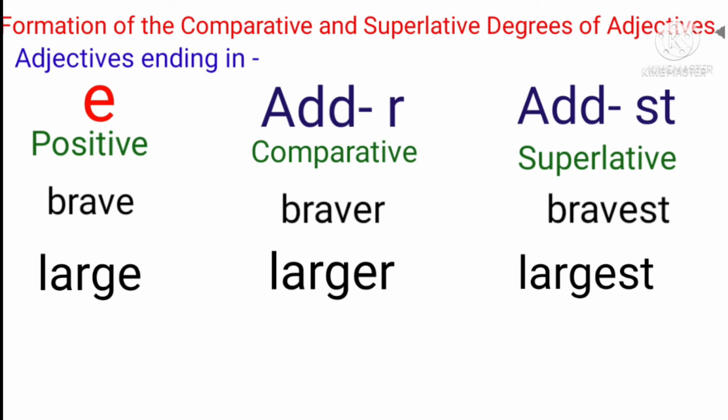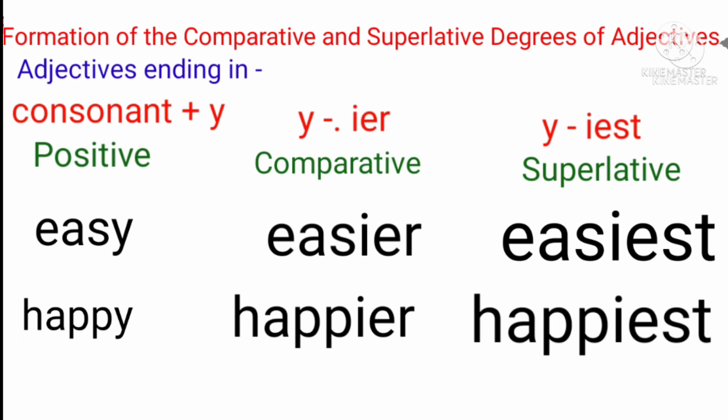Okay, let's move towards another adjective words that end with Y. But here there is a little difference. Like here you can see the word easy. It is an adjective and it is ending with letter Y. But before Y there is written S, and letter S is what? It is a consonant.